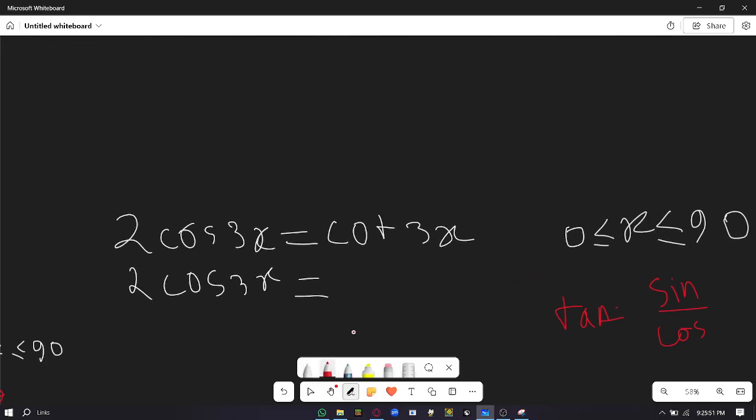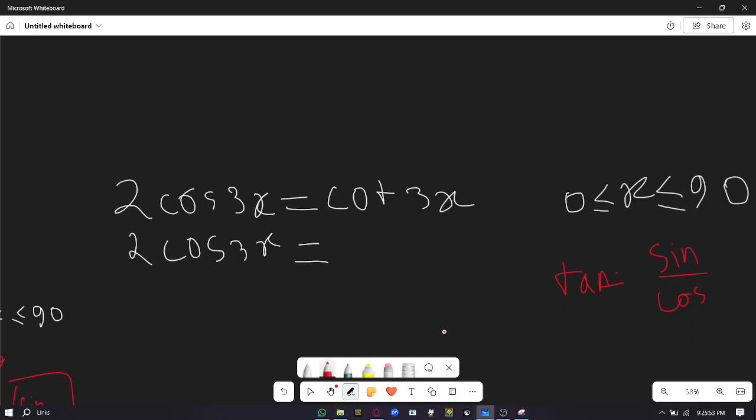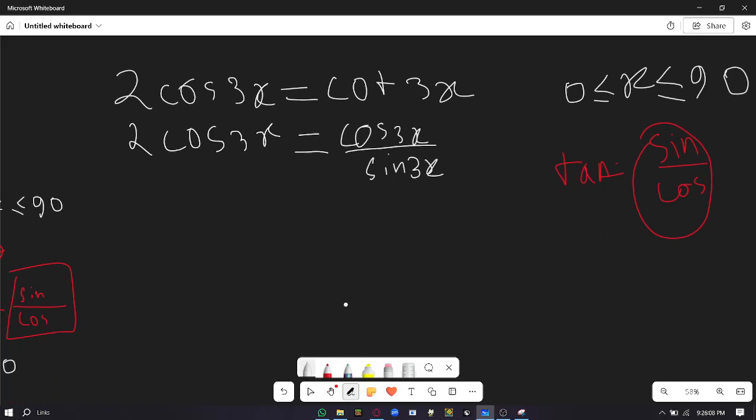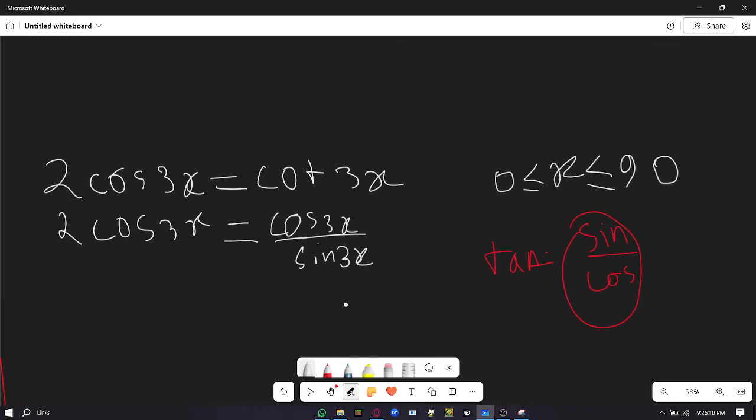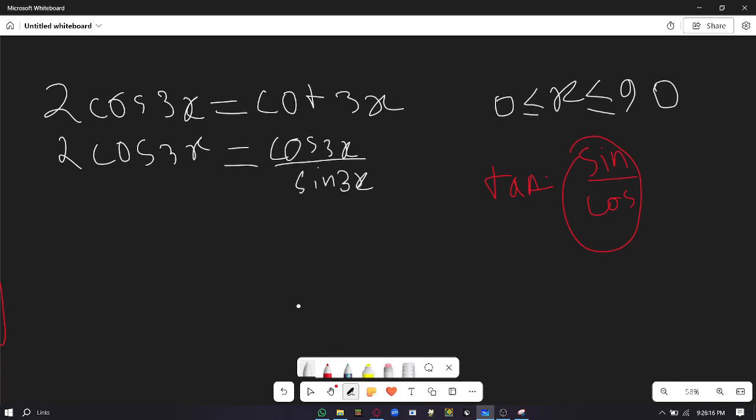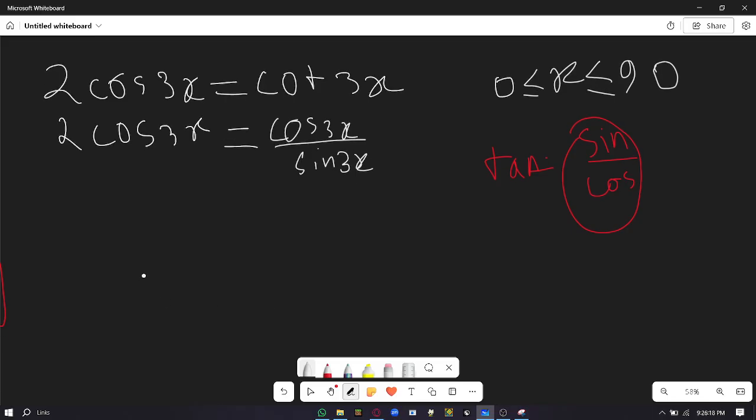So cotangent is 1 over tan, which is just this flipped, right? So we write this as cosine 3x by sine 3x. This is a very important thing I want you to do: break it down to the most simplest form. Remember to always break it down in the most simplest form. I'll explain why this is important again in a sec.